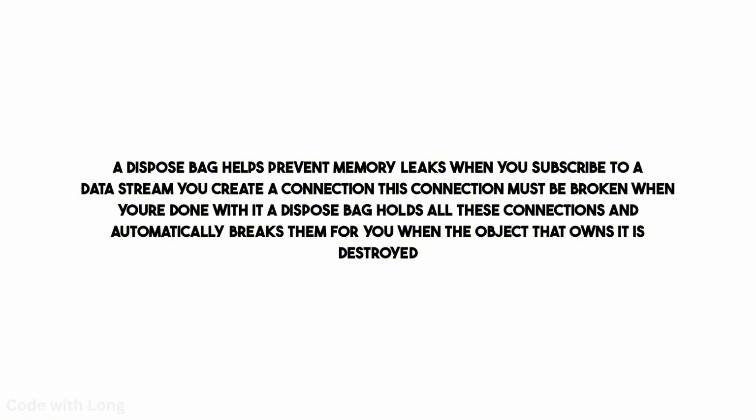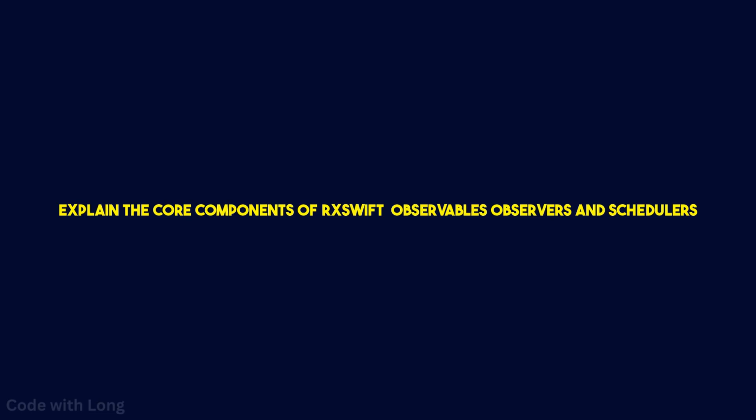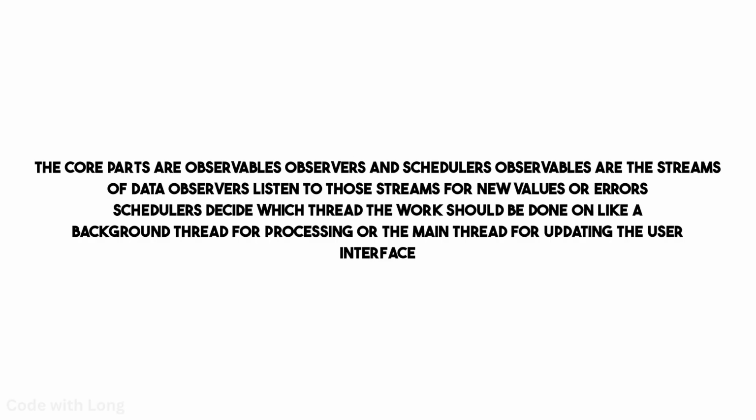Explain the core components of RxSwift: observables, observers, and schedulers. The core parts are observables, observers, and schedulers. Observables are the streams of data. Observers listen to those streams for new values or errors. Schedulers decide which thread the work should be done on, like a background thread for processing or the main thread for updating the user interface.